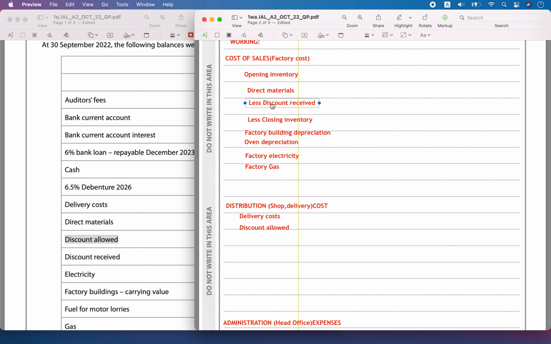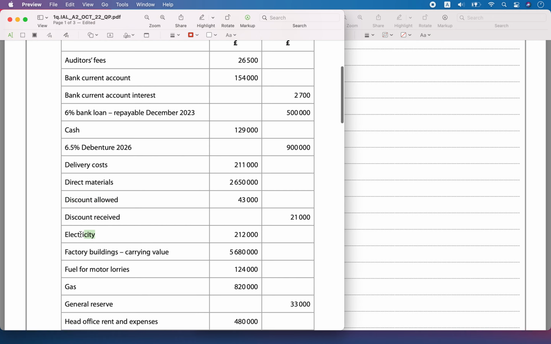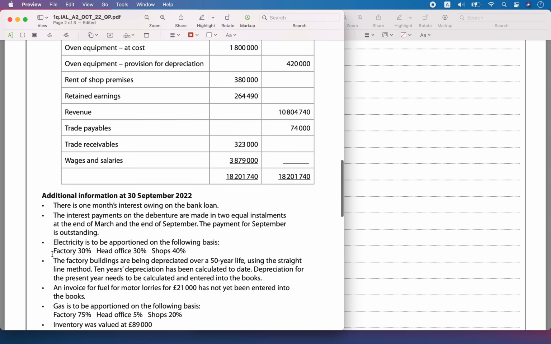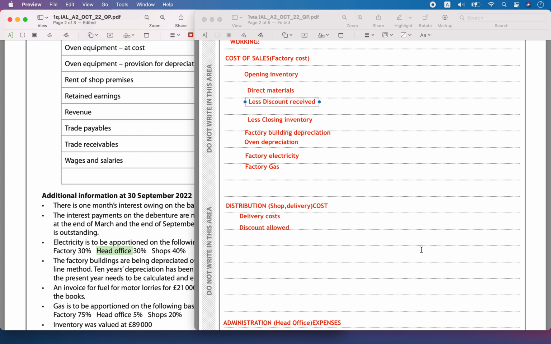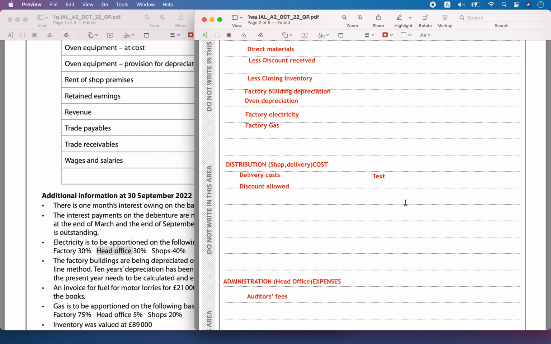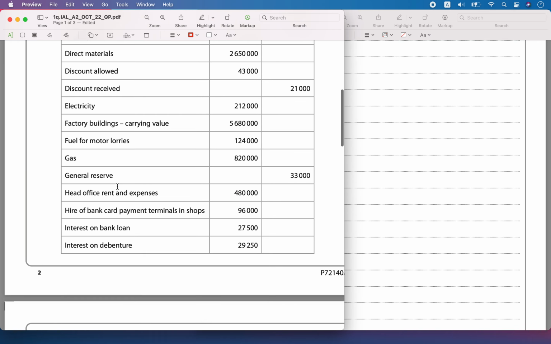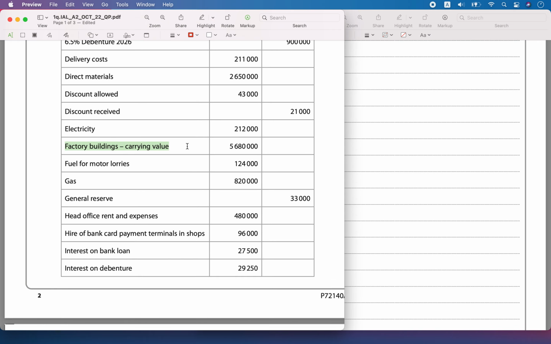Then discount received, you have already put here, it's a less discount received on the direct materials purchase. Electricity, there is a factory electricity, there is a head office electricity and shop electricity. So head office electricity is going to come under the administration expense, okay. And then you have the shop electricity, which is used for the distribution.